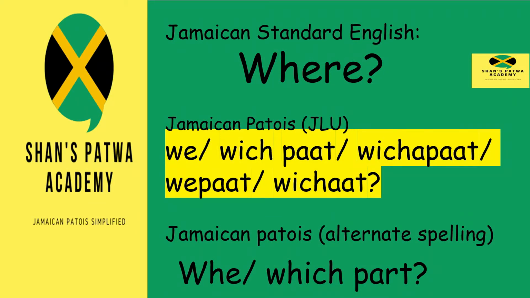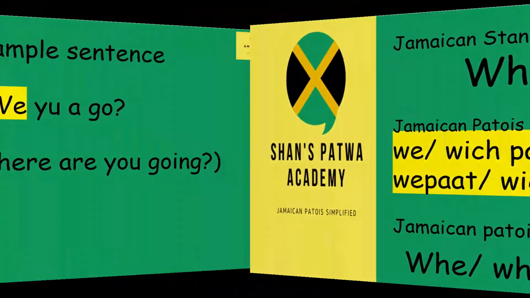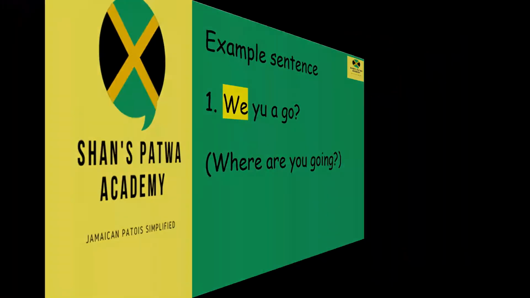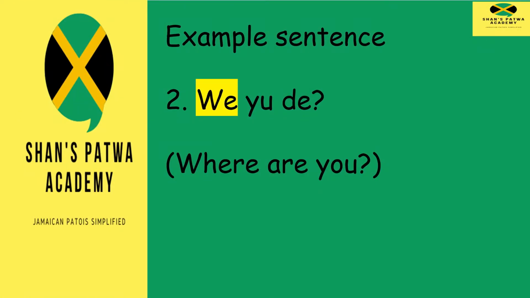Now, where in Jamaican Patois is where, or which part, or which a part, where part, which art. Let's look at some examples. Where you are go? This means where are you going? Where you there? This means where are you?